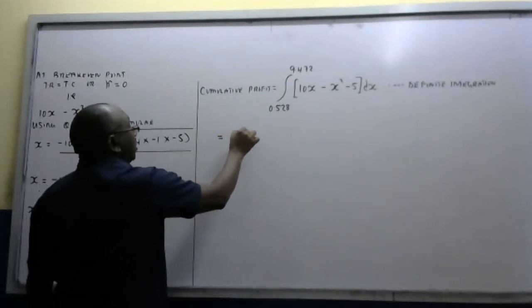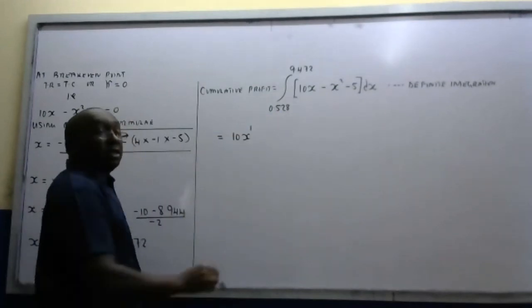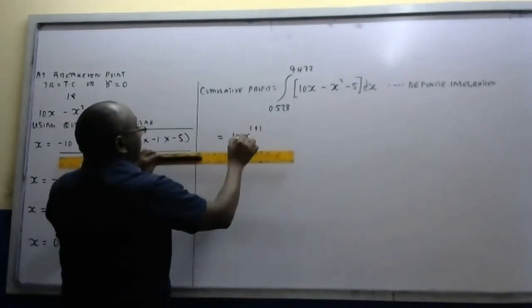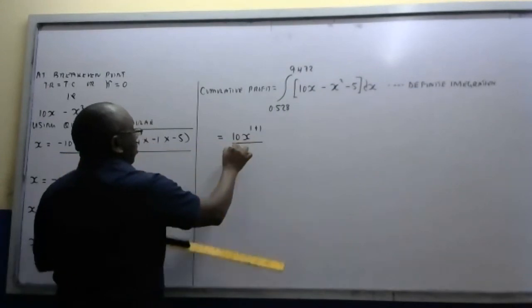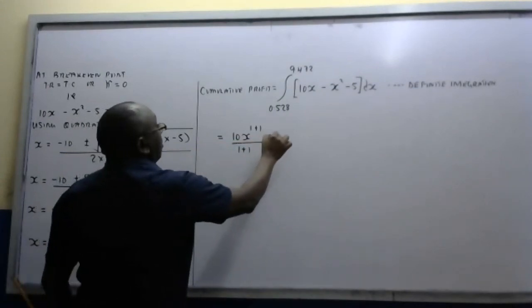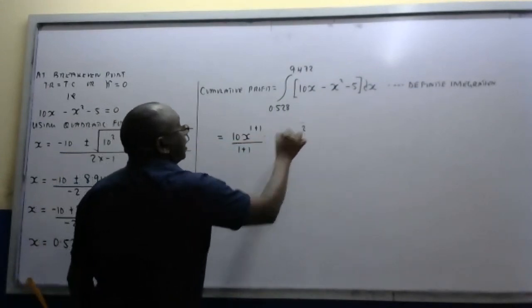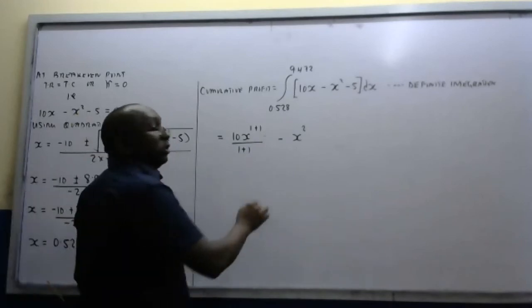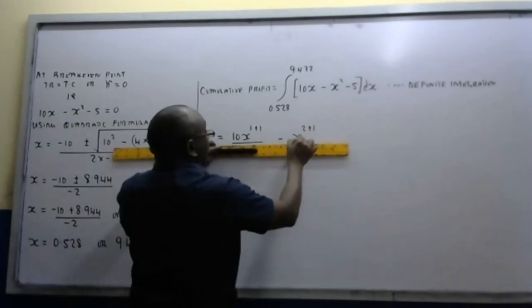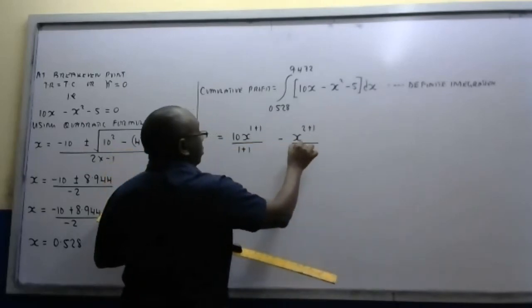So 10x, which is currently raised by 1, you add back 1, you divide by the new power, 1 plus 1. Minus x squared, currently raised by 2, you add back 1, you divide by the new power, 2 plus 1.